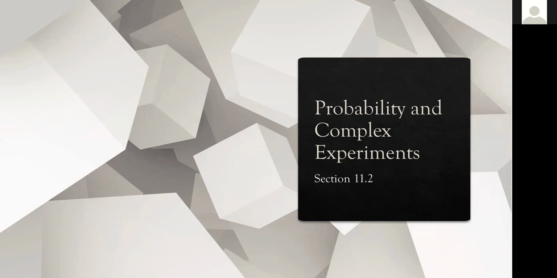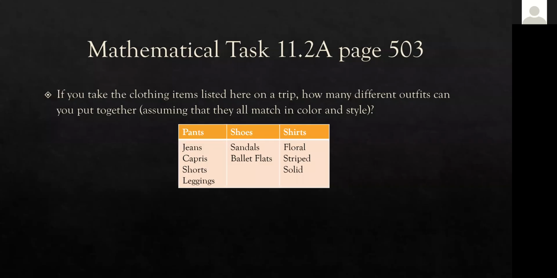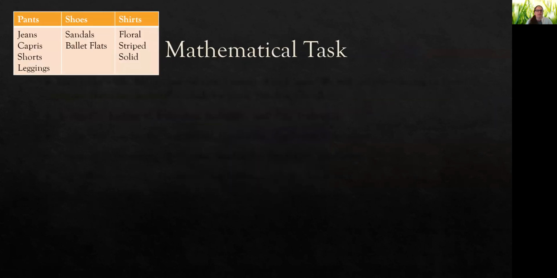Again, we're looking at section 11.2, which is called probability and complex experiments. Okay, so we're going to start by looking at a thing in your book called the Mathematical Task 11.2a, and that's on page 503. It says if you take the clothing items listed here on a trip, how many different outfits can you put together? And we will assume that everything matches, so we don't need to worry about ending up with a really ugly outfit. All right. So those are what we have.